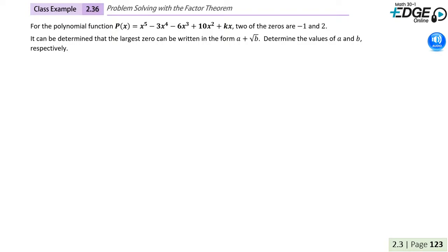If ever there was a question to test our full understanding of this unit, it would be class example 2.36. Here, we're given a polynomial function of the 5th degree. One of the coefficients within the function is unknown and is represented by k. We're told that two of its zeros are -1 and +2, and that the largest zero can be written in the form a plus root b. We're asked to find the values of a and b, so effectively we need to find the largest zero.